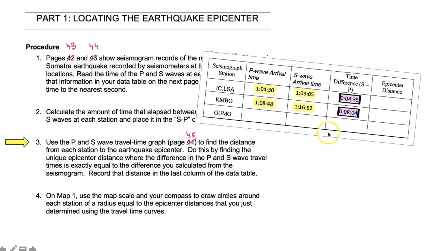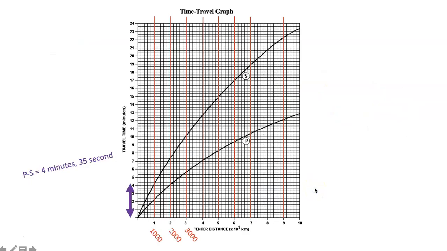So let's do this with the two that we have already figured out. We're going to start with the first one. And remember, the time difference between them is 4 minutes and 35 seconds. So 4 minutes and 35 seconds. The arrow here is about that long, and we're going to move it up until we get to the point where these two curves are separated by 4 minutes and 35 seconds.